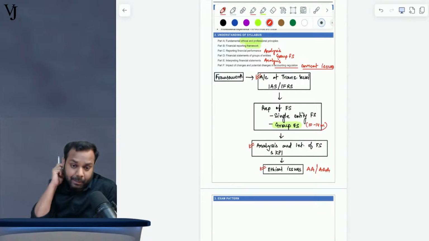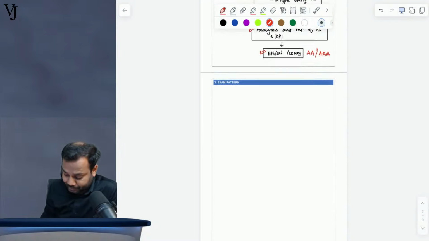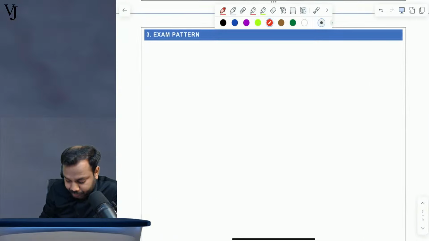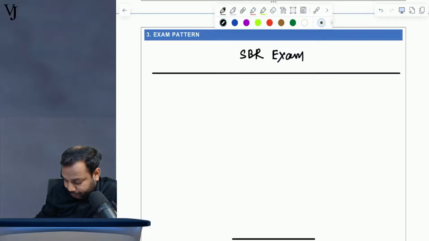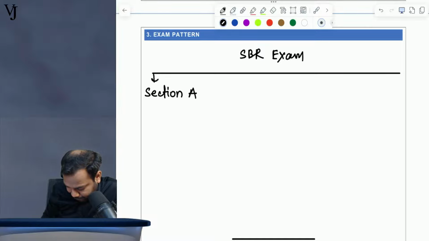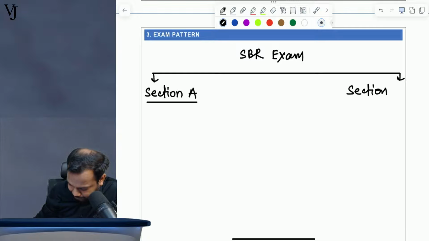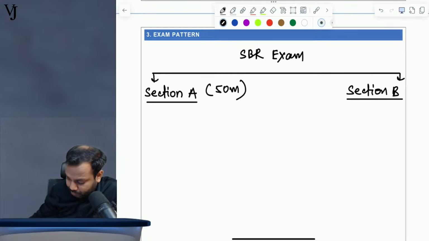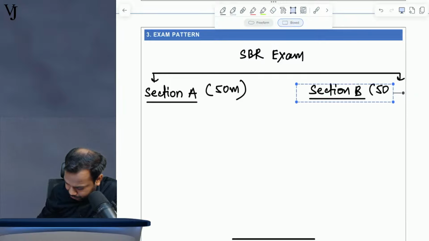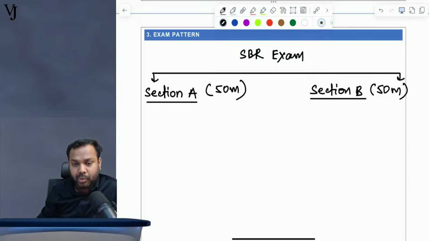Okay, now let me move on to the exam pattern. So your SBR exam paper is divided into two sections, section A and section B. Both sections are of 50 marks.